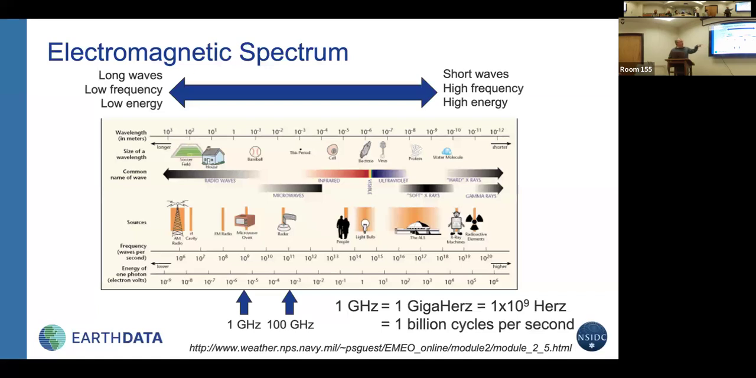I put down here a couple of ranges. This is the microwave radar range, because we have a lot of data that's microwave data, and it's in gigahertz, which is 1 × 10⁹ hertz. 1 gigahertz to 100 gigahertz is a typical range, especially for Earth surface remote sensing. Some of the atmospheric sensors have higher frequencies, but I'm just pointing that out for reference.